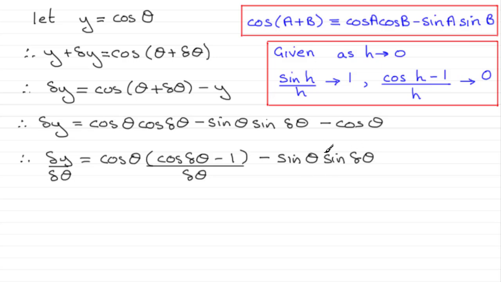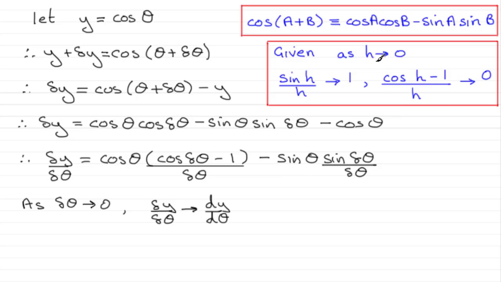And I need to divide this term by delta theta, but I'm only going to put this part over the delta theta. Why did I do that? Well, I'm going to be picking up on this result here, because what I'm going to do is let delta theta tend to 0. So let's just write that in here. As delta theta tends to 0, then delta y over delta theta is going to tend to a limit, which we call dy by d theta.